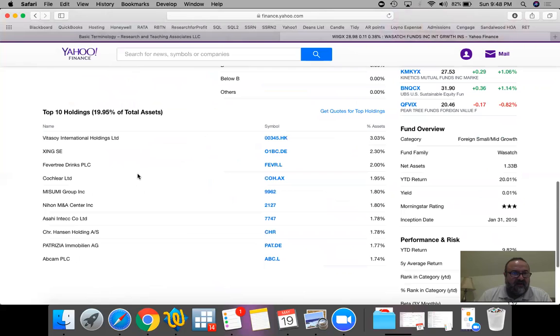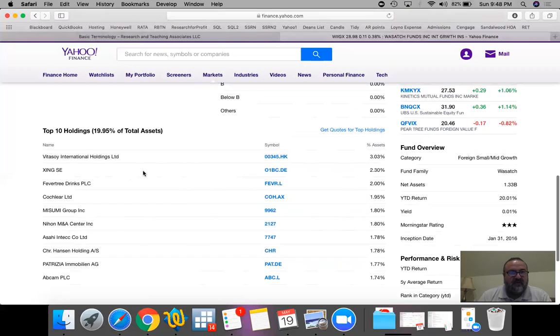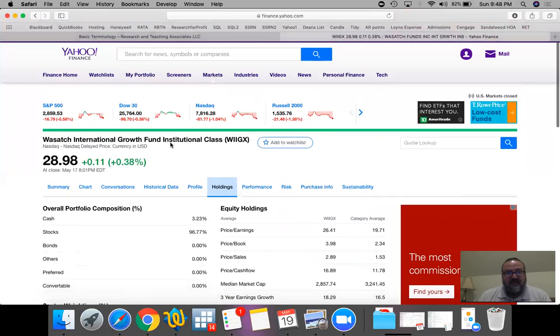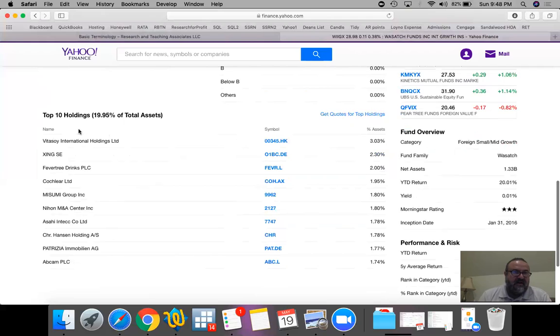You have very many different companies from different countries: London, Germany, Hong Kong, London, and so on and so forth. And these 10 holdings are 20% of the mutual fund. So these top 10 holdings are 20% of total assets for this mutual fund, for this portfolio. Thank you.